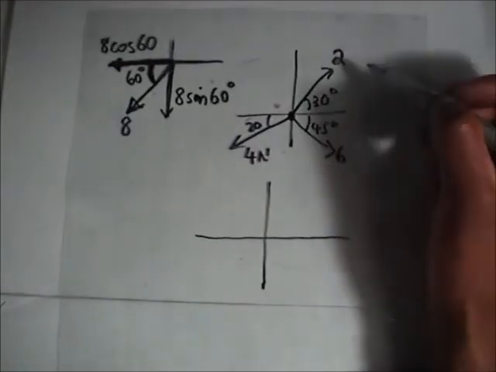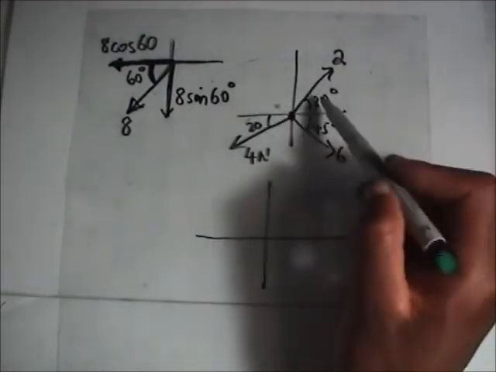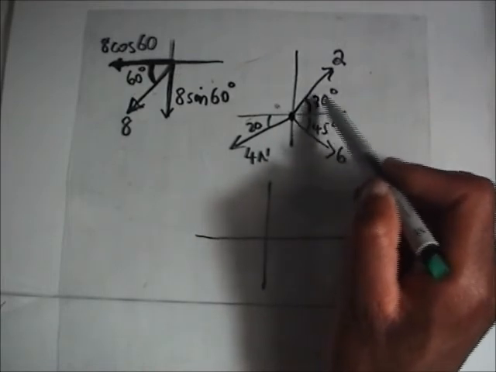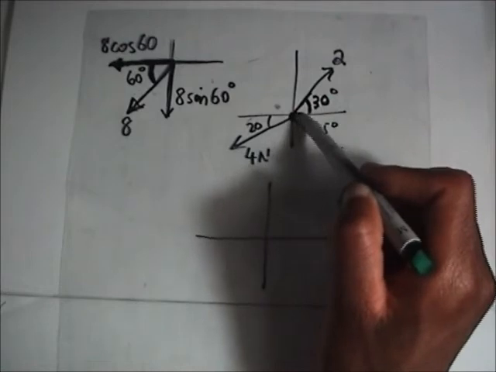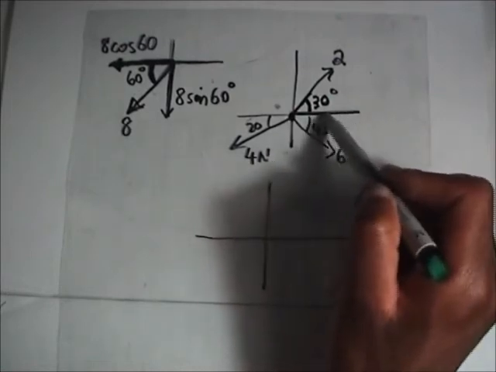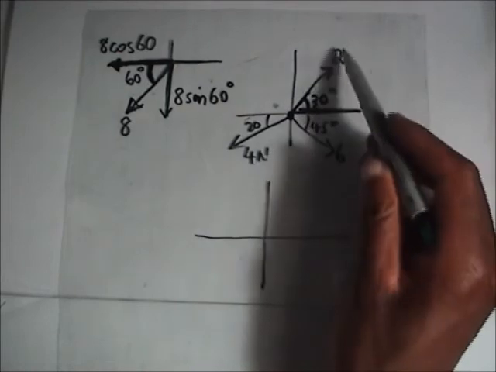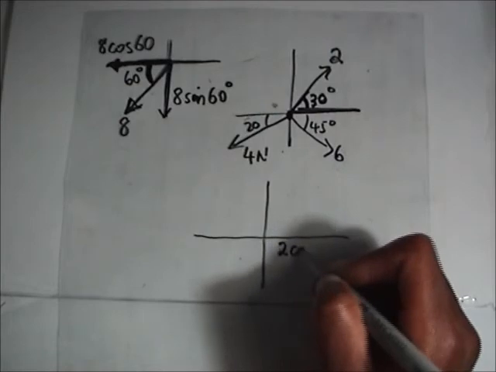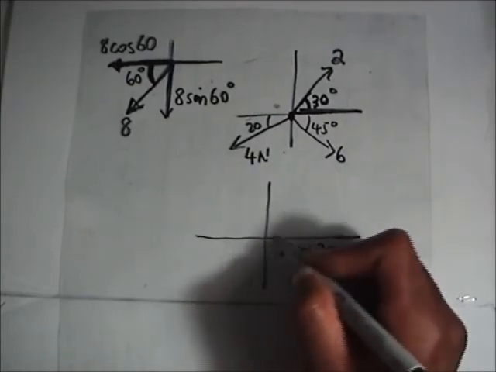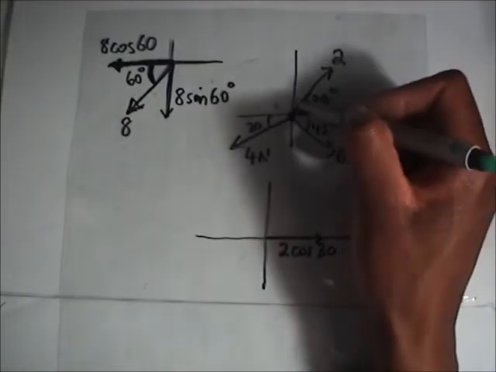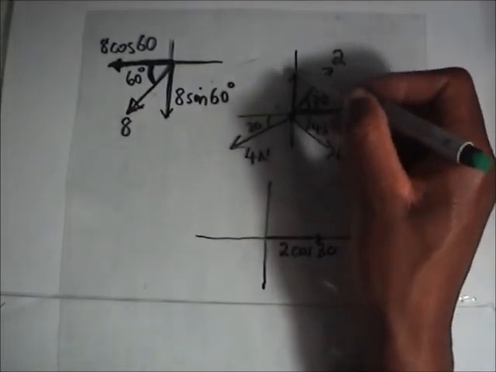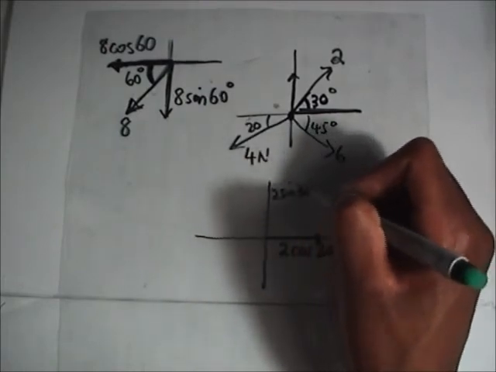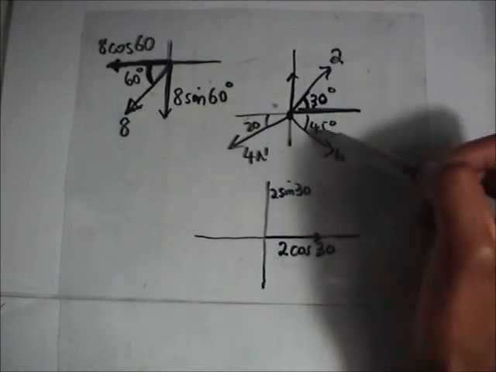Now look at the 2 newton force. This 2 newton force is trapping this 30 degree angle between what? Between the horizontal, this side. So this side is the one where we have a component of cos when it comes to the 2 newton. So this one will be 2 cos 30. There will be a 2 cos 30 component here. So the other direction here is the one that we have sine. So here I'll have a 2 sine 30. I've broken down the 2 newton force.